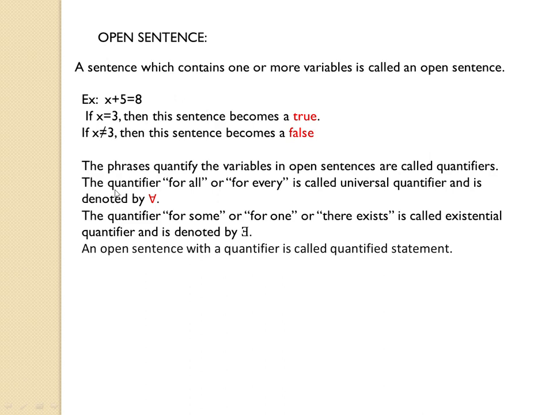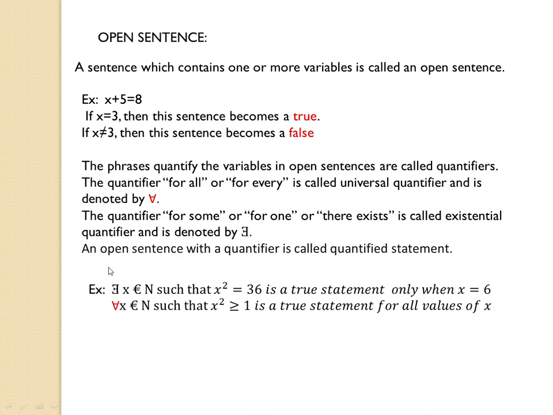The phrases that quantify the variables in open sentences are called quantifiers. The quantifier for all or for every is called the universal quantifier and is denoted by a reversed A. The quantifier for some or for one or there exists is called the existential quantifier and is denoted by the symbol reversed E. An open sentence with a quantifier is called a quantified statement.